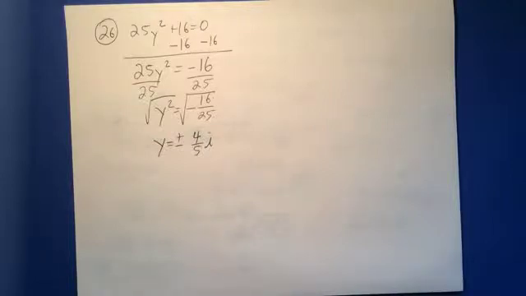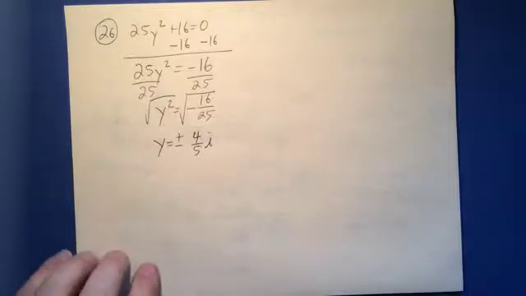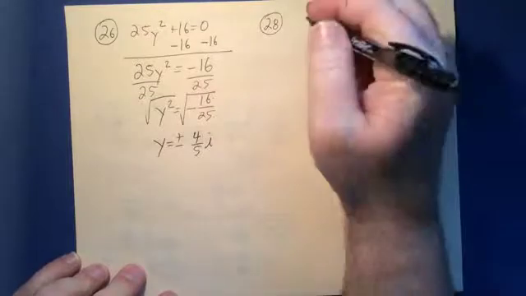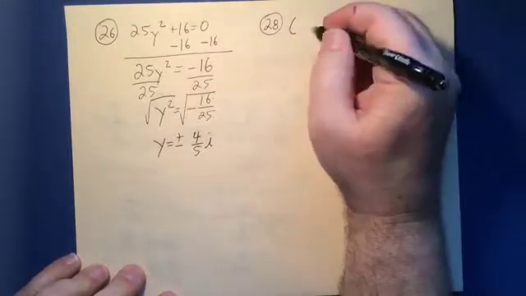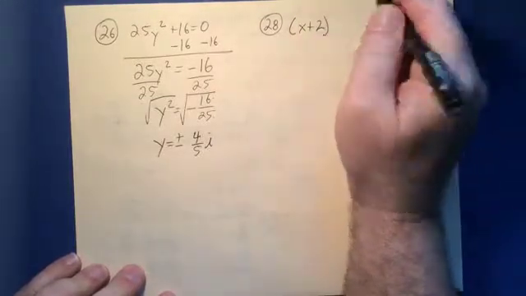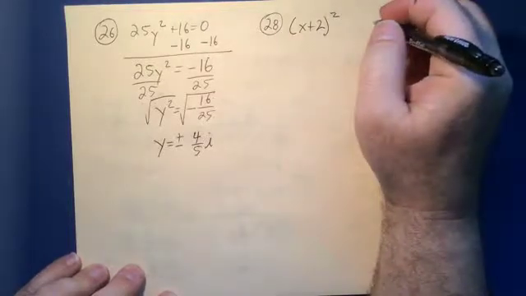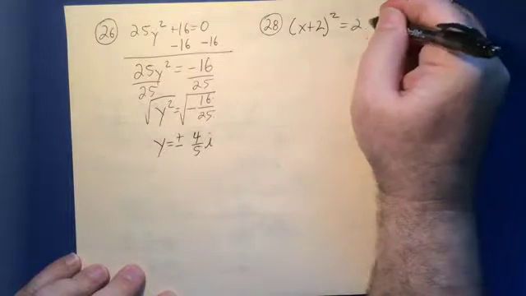So in a very brief introduction of this, we see that we've gotten the variable by itself, but it's not always going to be quite so clean or easy that way. Let's take a look at another example here in question 28. In 28 we have the value of x plus 2, squared, is equal to 25.